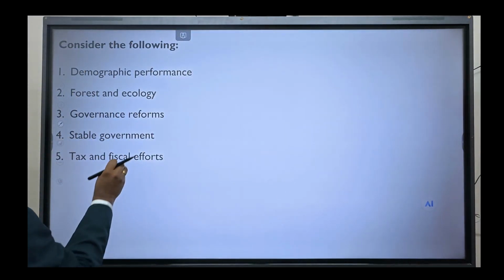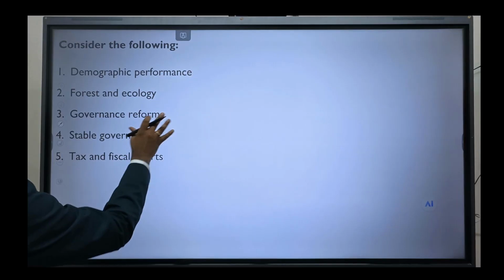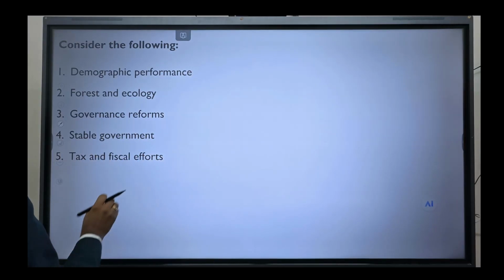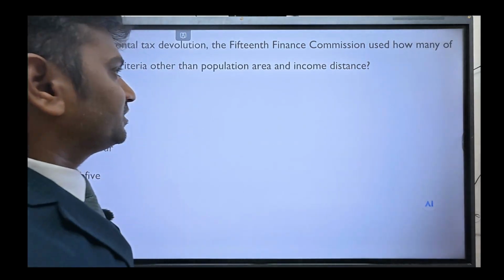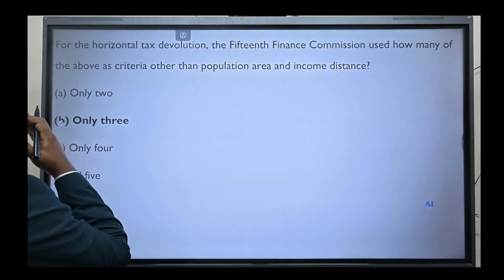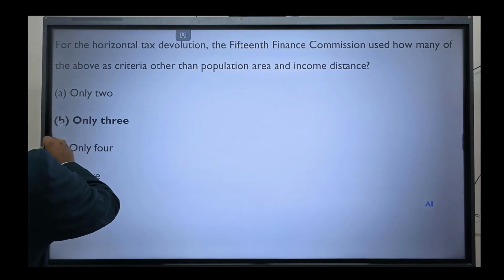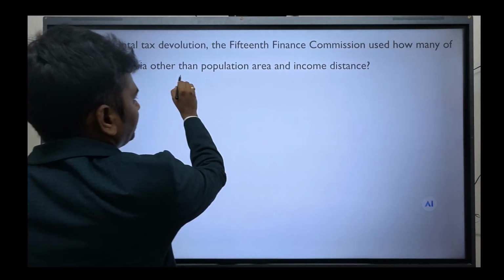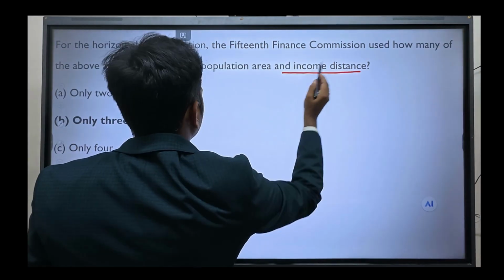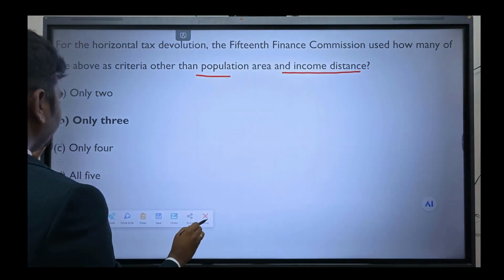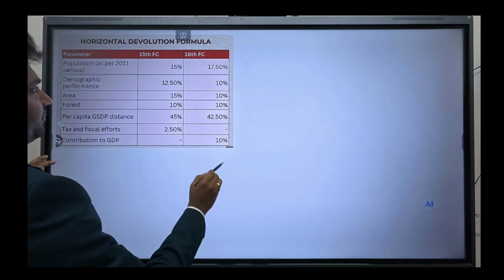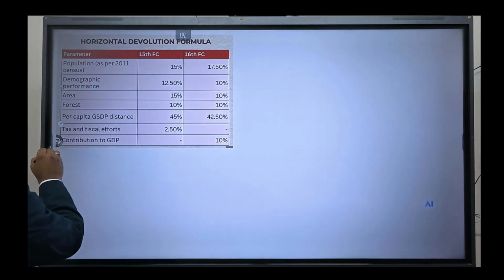Next, consider the following: demographic performance, forest and ecology, governance reforms, stable government, tax and fiscal efforts. For the horizontal devolution, how many of the above criteria did the 15th Finance Commission use, besides population? So what are the criteria for the 15th Finance Commission apart from population and income distance? This is the criteria that you have to remember.